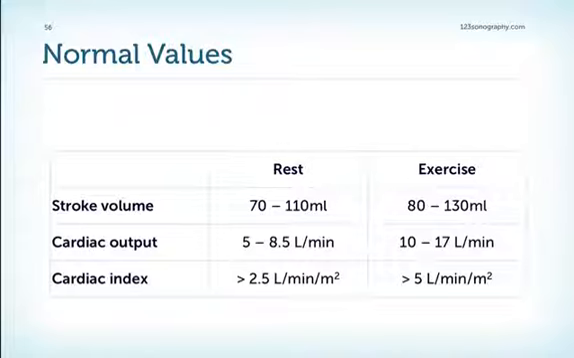The normal values for stroke volume at rest would be somewhere in the range of 70 to 110 milliliters. With exercise, stroke volume increases to approximately 130 milliliters and the cardiac output increases to 17 liters from 8.5 simply because you also have an increase in heart rate. And these are the values for the cardiac index. Again, you will find all these values in your fact sheets.